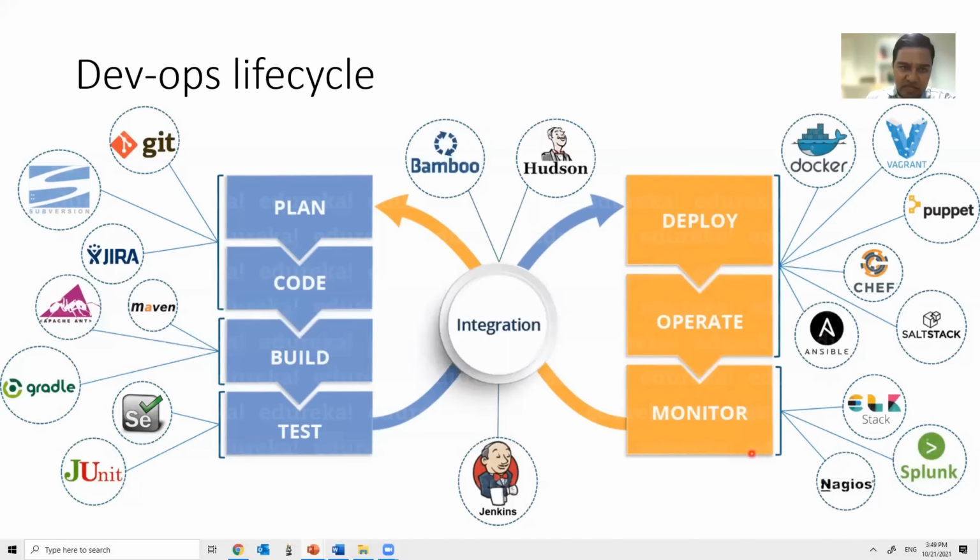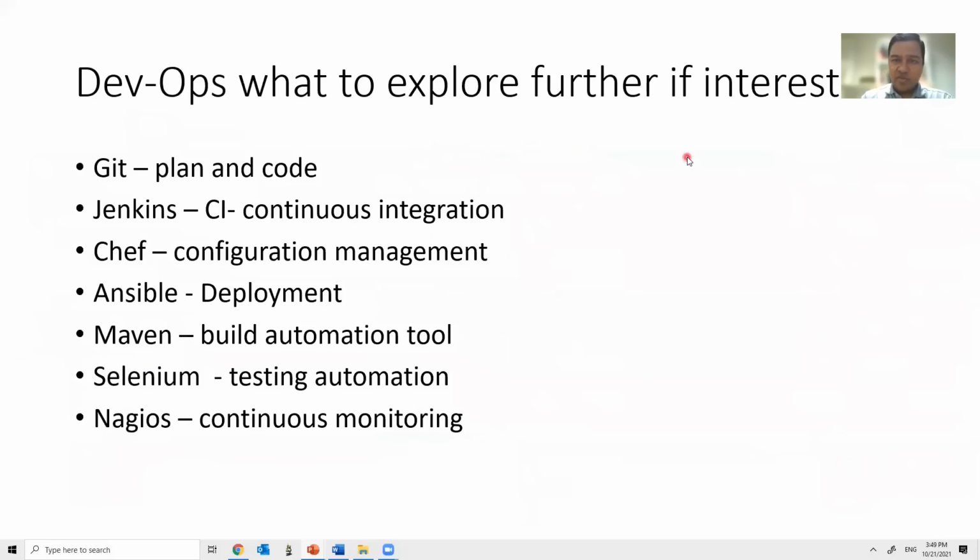For all this, there are a lot of tools. You don't have to be master of all the tools, but having knowledge of how the development and operation cycle works, and having a little bit of idea about each of the basic tools, is useful if you want to explore further and if you have an interest. So Git is used for planning and coding. Like you have probably used GitHub to pull the code and run it on your platform. So that is Git.